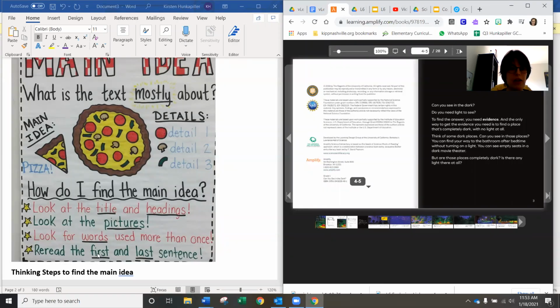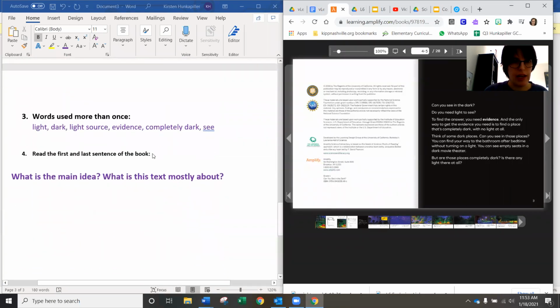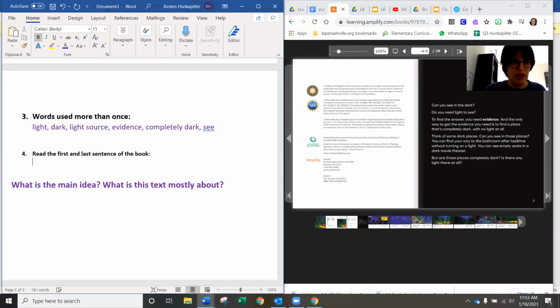All right, now the only thing I still need to do is read the first and the last sentence again. That's our last thinking step, and then we will know what the text is mostly about. Let's see. First sentence of the book is, well, it's a question. Can you see in the dark? Okay. I'm going to write that down right here. Read the first and last sentence of the book. The first sentence is, can you see in the dark?